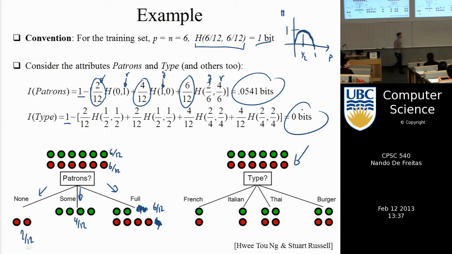I think it should be 0.541 instead of 0.0541. Pardon? It should be 0.541 instead of 0.0541. Oh, I put one too many zeros. Yeah, I think last year someone pointed out a typo. So I think that's a typo. Thanks for correcting.